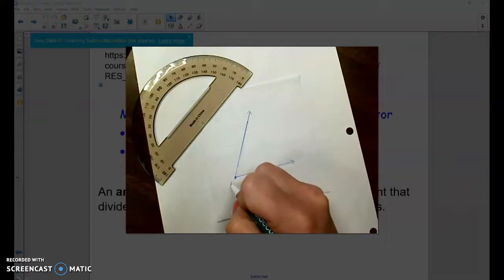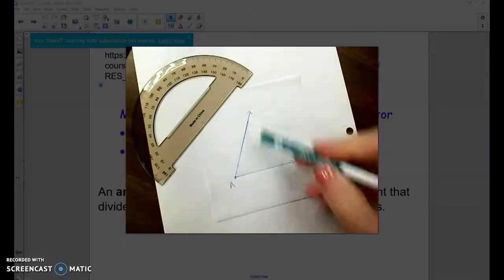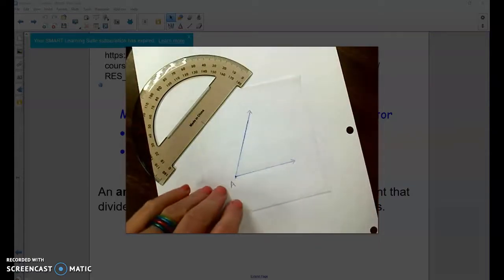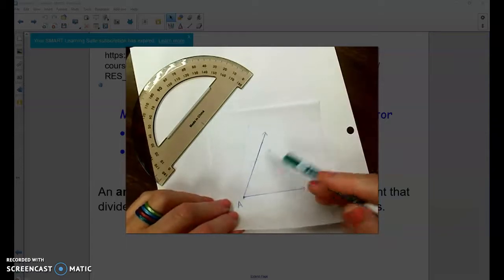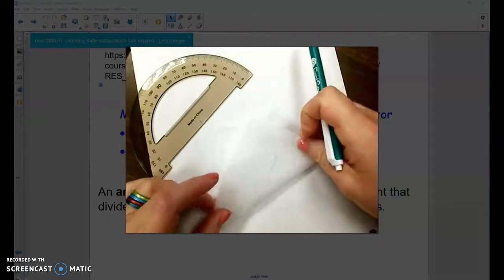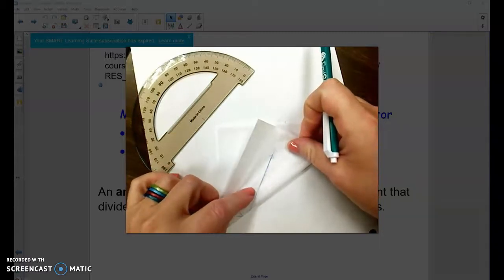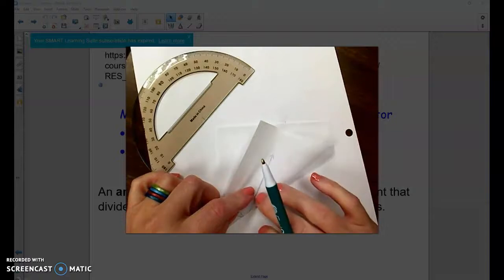We're going to name this vertex A, and remember you always use capital letters for points. So these are the sides, these rays, and that's the vertex. Now, to paper fold the angle bisector, we are going to fold one side on top of the other side. The transparency of the patty paper allows us to see this in action and see that we're on top of the other line.